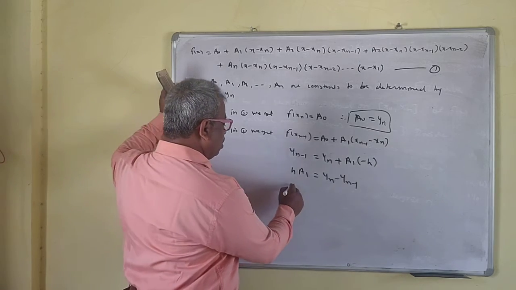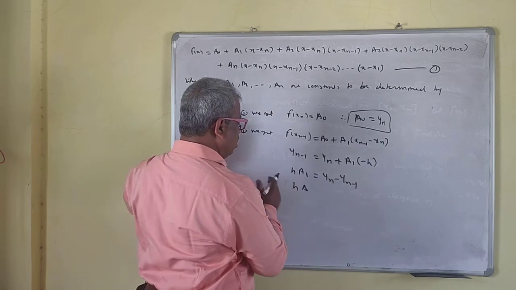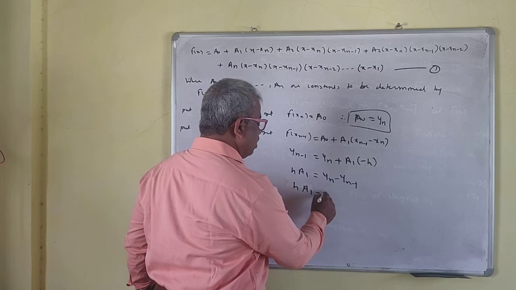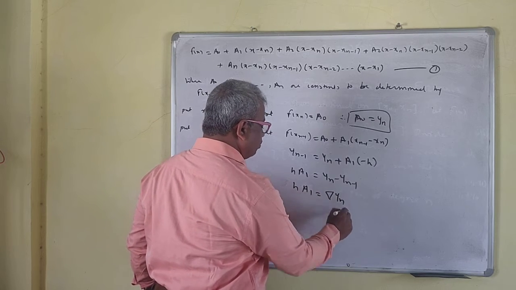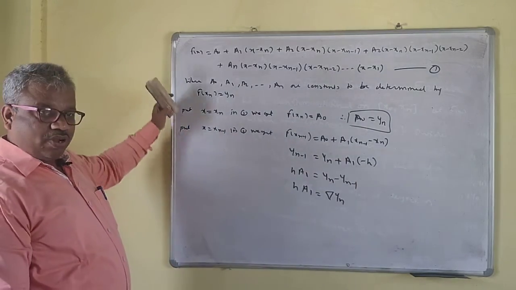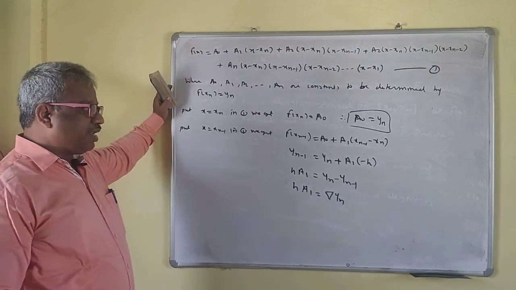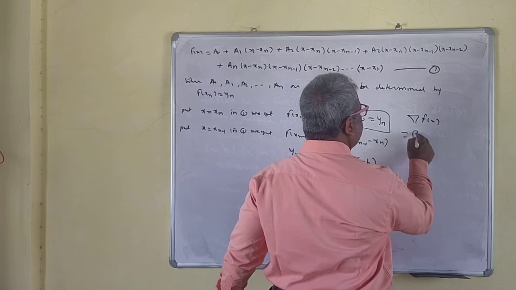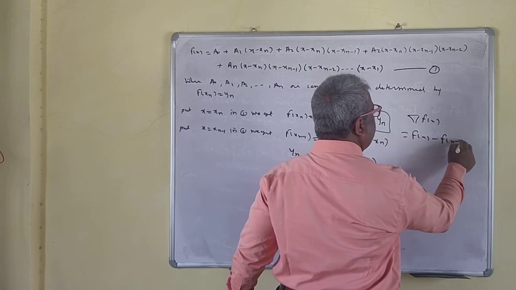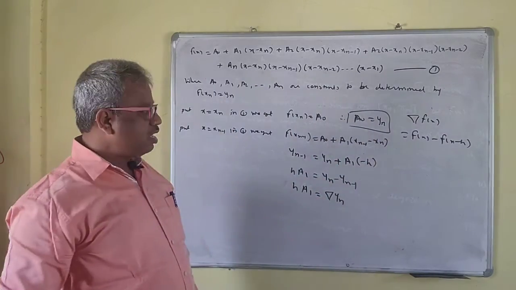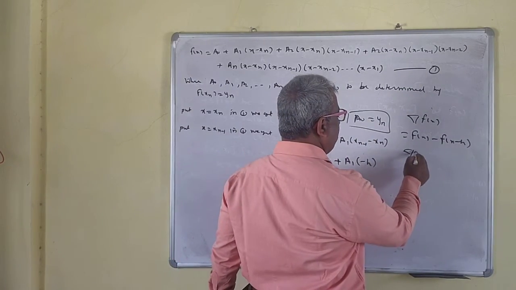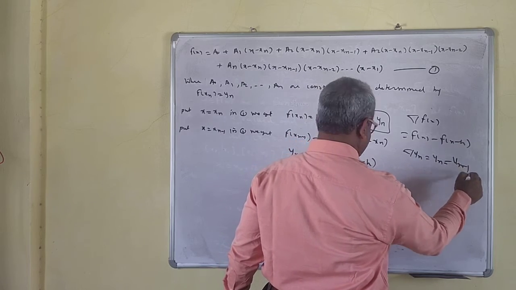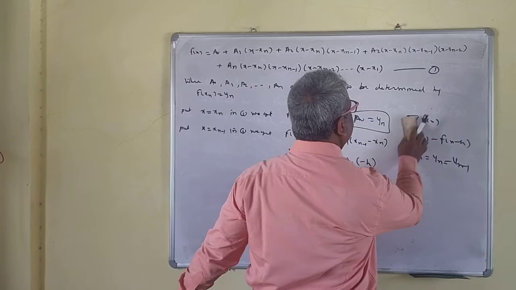So this h a1 is the backward difference of y. What is this backward difference? You know that the backward difference of f of x is f of x minus f of x minus h. So the backward difference operating on yn is the same as yn minus yn minus 1.